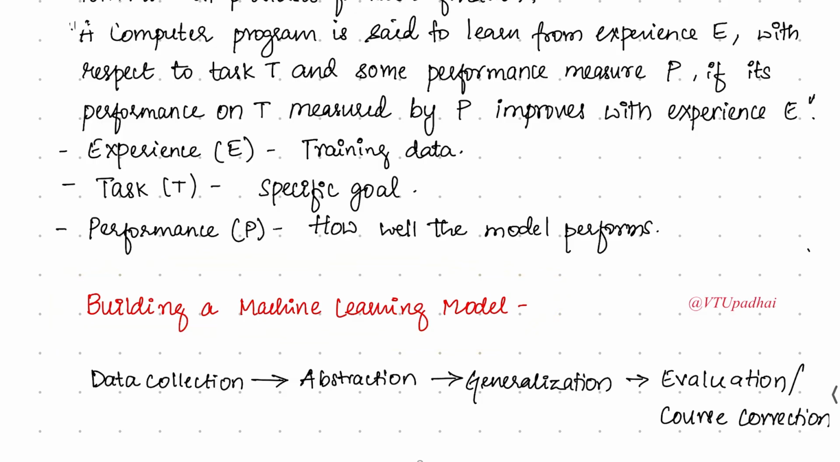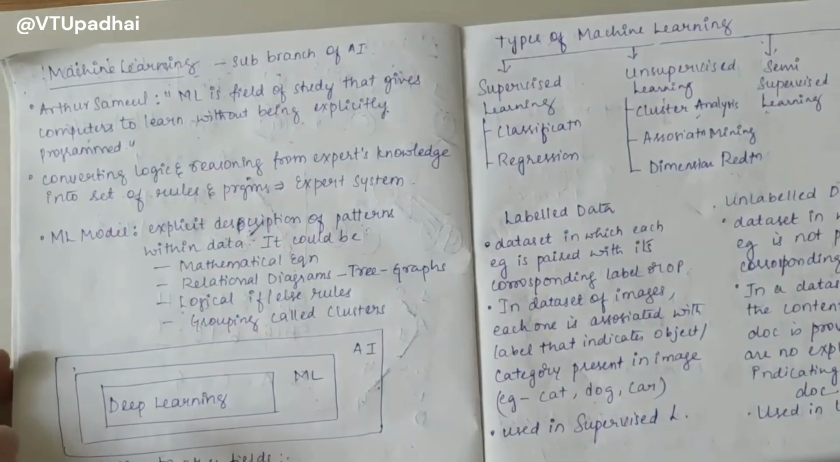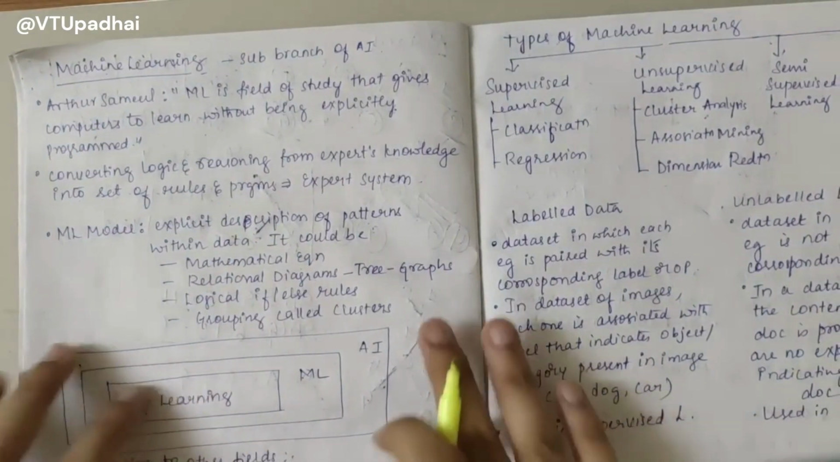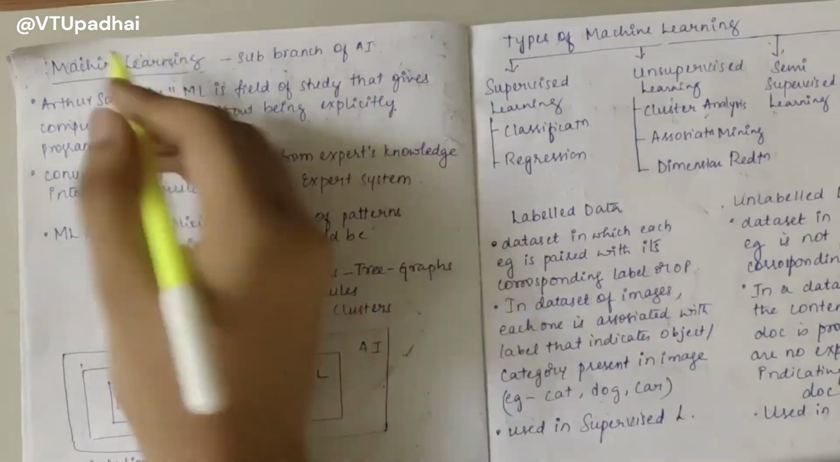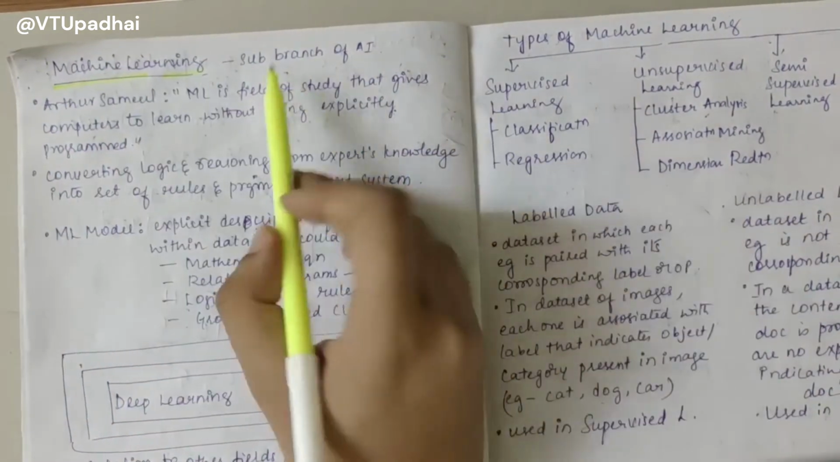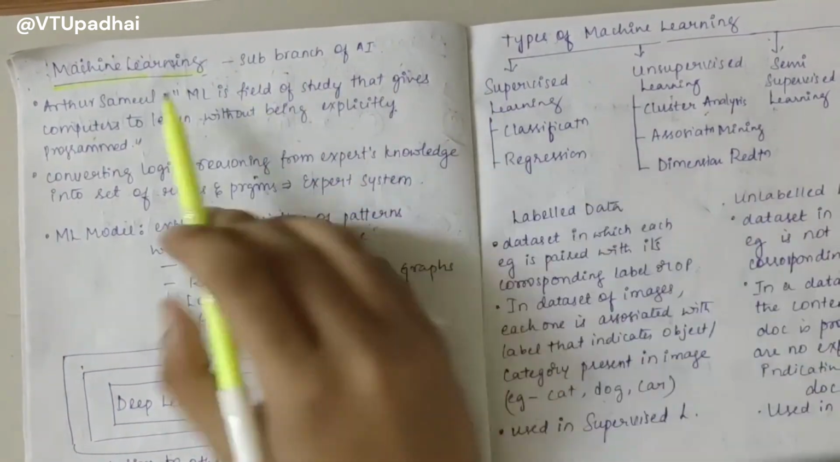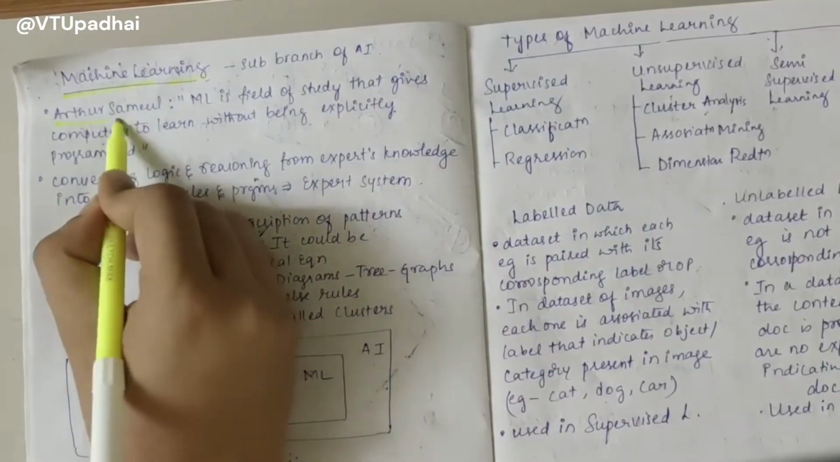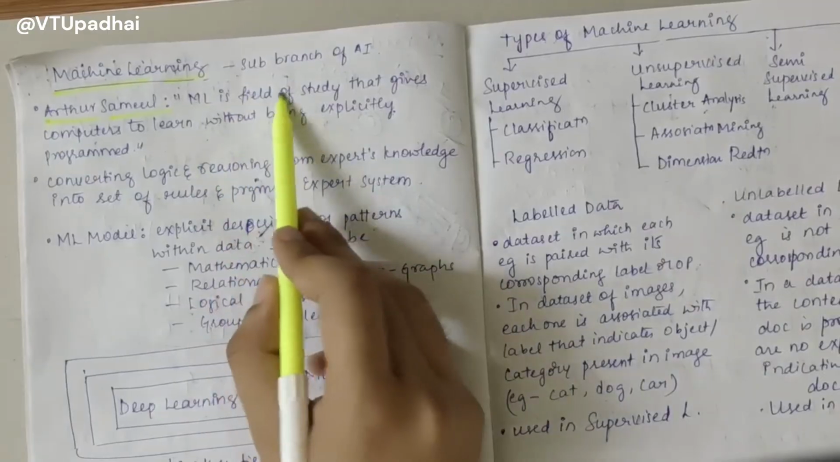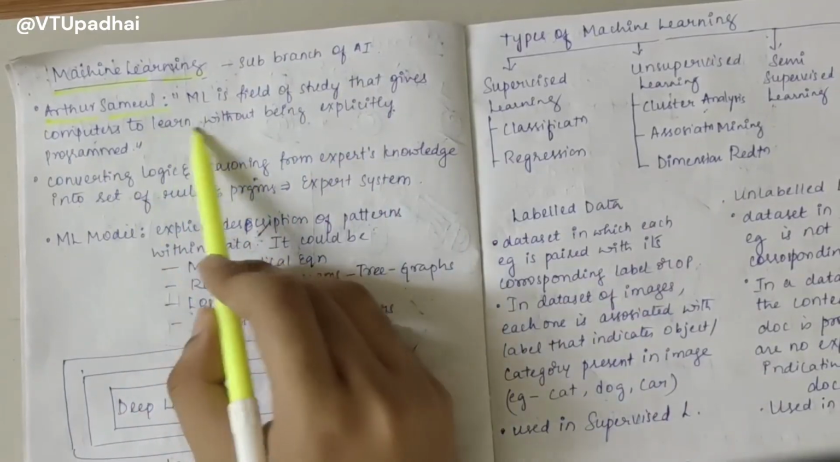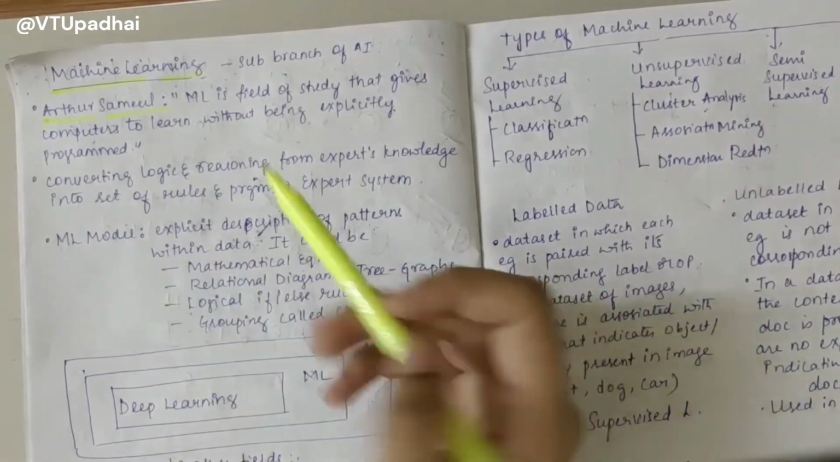Next, let's see the formal definition of ML. Here again we have several theory topics which would be asked for 6 to 10 marks. Let's look into them one by one. Firstly, understanding the definition of ML. ML is a sub-branch of AI, we know that. The textbook definition says that Arthur Samuel stated that ML is a field of study that gives computers the ability to learn without being explicitly programmed.